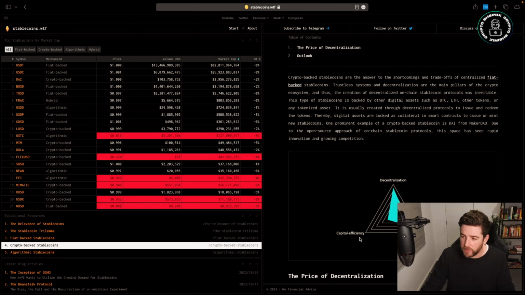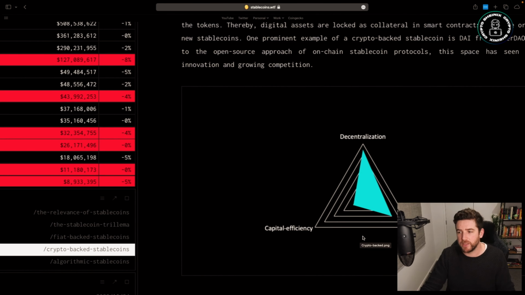And then we can move to the crypto-backed ones, and in this profile we can see that they are high on decentralization, they're somewhat good at price stability, and of course they are not really good at capital efficiency. And this is because, generally speaking, we use a crypto-backed collateral to mint these decentralized stablecoins. What that means is that in the crypto space all the tokens are very volatile, so you need a lot of capital to mint a certain amount of stablecoin. So you will need way more money, way more dollar value, to mint a stablecoin.